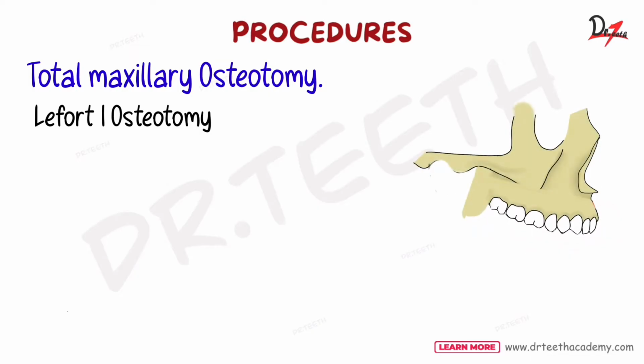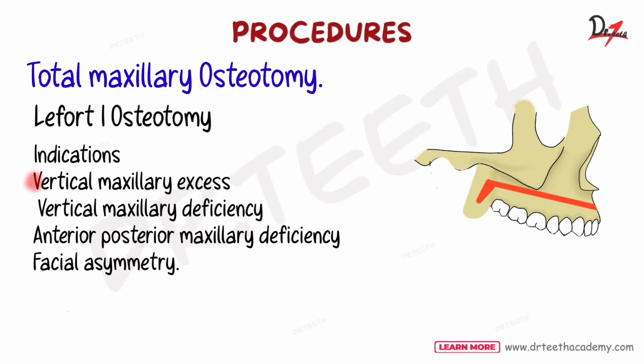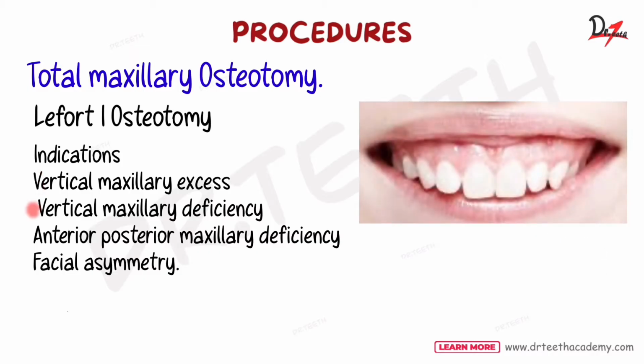So you can either move it upward, move it downward, or move it anterior, posterior. So by this animation only, we got an idea that it is indicated in cases of vertical maxillary excess, because you can push the maxilla upward to correct it, or vertical maxillary deficiency, that is this case right here where we have a lot of gingival profile visible.